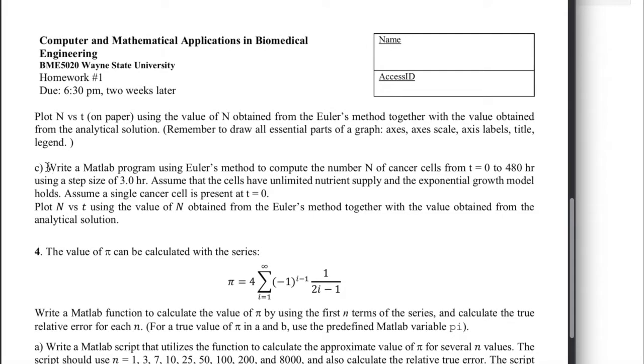And then moving on to part C here, we're going to write a Matlab program using Euler's method to compute the number n of cancer cells from t equals 0 to 480 hours using a step size of 3 hours. Assume that the cells have unlimited nutrient supply and the exponential growth model holds, and assume a single cancer cell is present at t equals 0. And then they're going to ask us to plot n versus t using the value of n obtained from the Euler's method together with the value obtained from the analytical solution.